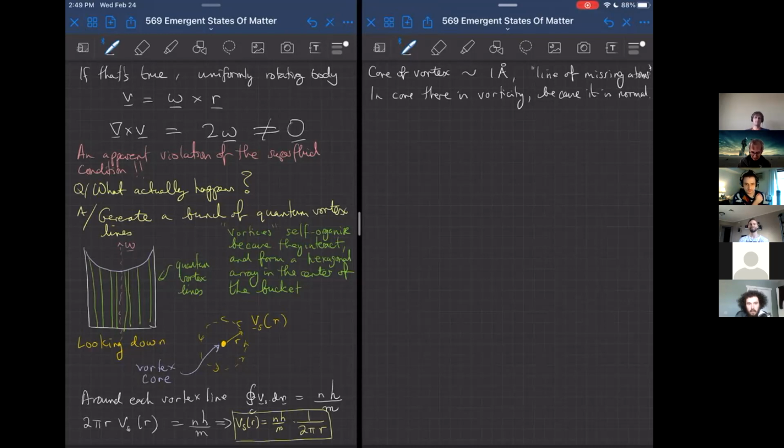That's around each vortex line in isolation. For example, let's suppose I very slowly rotate a bucket. Then I just get one vortex line right at the center. I just keep it at a very slow speed. That would roughly correspond to this velocity profile. Okay, so the next question.